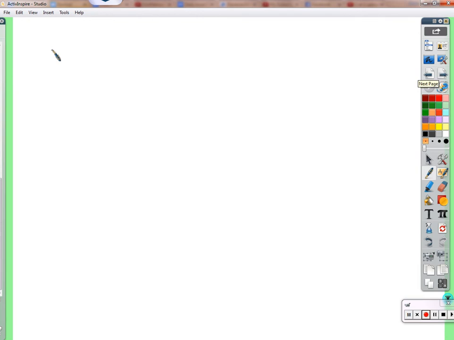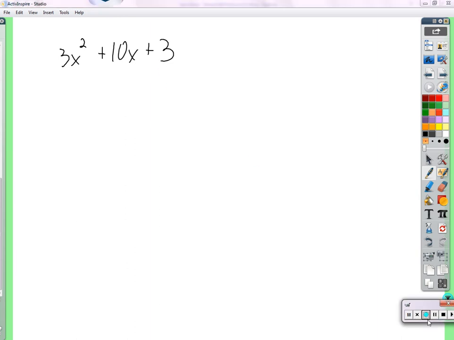Let me make one up and then it will work out. It's not too complicated. Let's try 3x squared plus 10x plus 3. Let's start by putting our parentheses down.